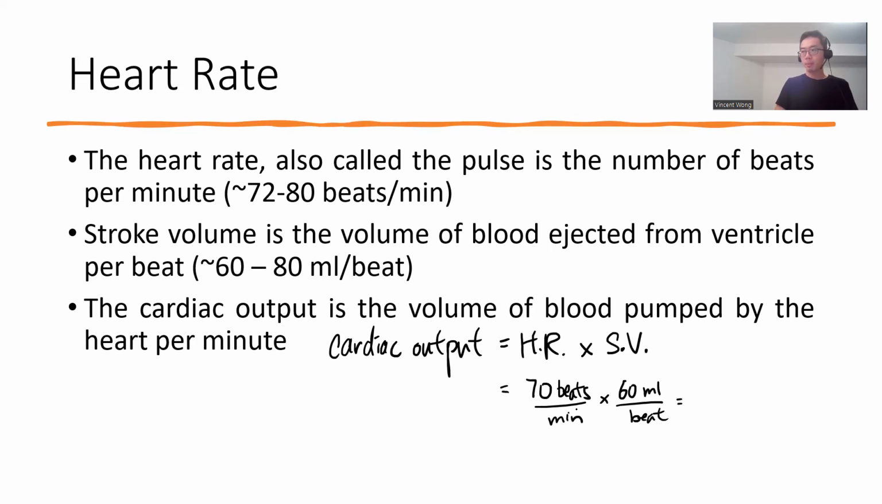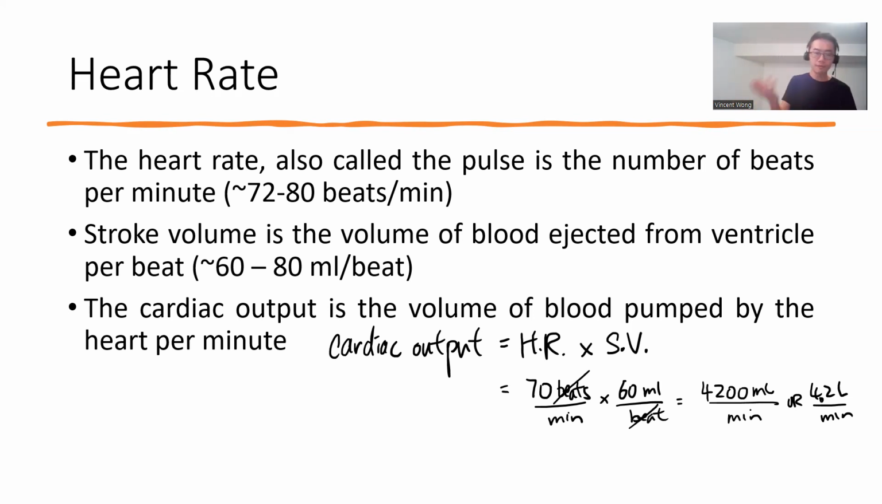So 70 beats per minute times 60 milliliters per beat. A little bit of math here. We can cross out the beats. Think of it like fractions. 70 times 60 is 4200 milliliters per minute. There are 1,000 milliliters in a liter, so we can put 4.2 liters per minute. So this is the cardiac output, basically how much blood is being circulated in the body every minute.